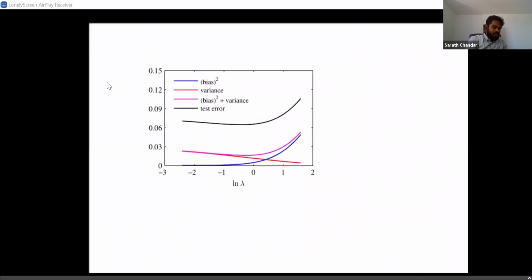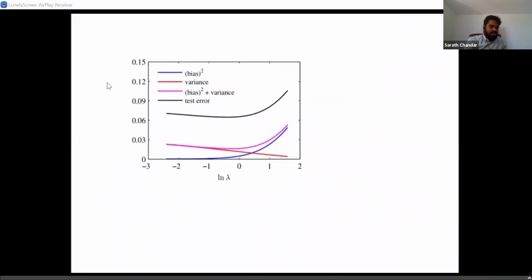So basically, as you increase the value of lambda, the bias is increasing. You could see that the blue line is increasing, right? And similarly, the corresponding variance, the red line, is decreasing. And the bias squared plus variance is the summation of these two things, and that looks exactly correlated to the test error. Is that clear?